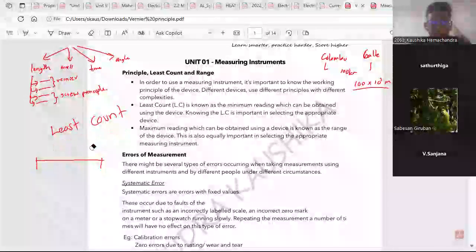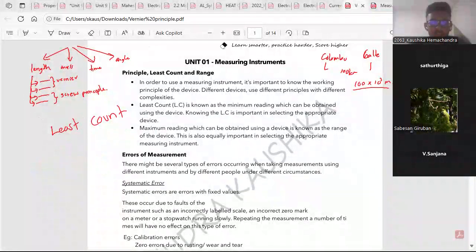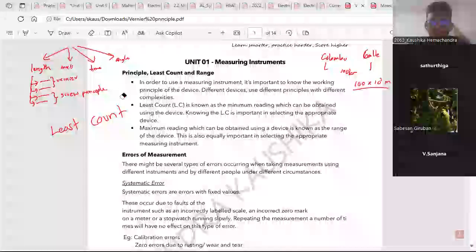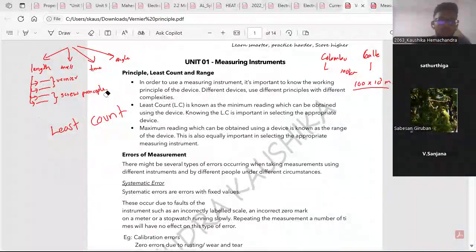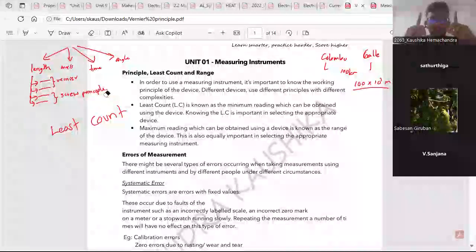So you can see why we need different types of measuring instruments with different least counts and ranges, right? Even the same type of instrument may have different ranges. So there can be, I mean, a meter ruler is a meter ruler, but you have that small ruler in your pencil cases that has 15 centimeters.